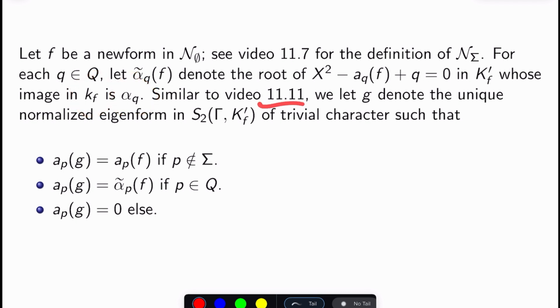Similar to video 11.11, we'll let G denote the unique normalized newform in S2 gamma k prime f of trivial character, such that A sub p of G is A sub p of f if p isn't in sigma, A sub p of G is alpha tilde sub p of f if p is in Q, and A sub p of G is 0 else.